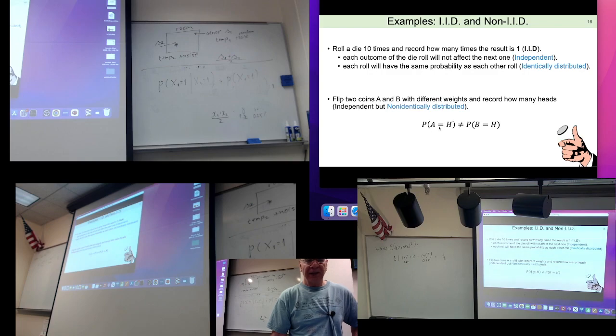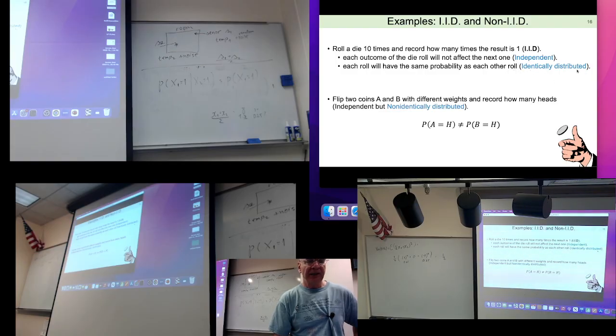Just to explain what is independent. The probability that the first is a head, given that in the second case I got a head. I have two coin toys, call them A and B. Well, let's assume that these distributions are not the same. Now, whatever we roll a die, for example, 10 times, and we count how many times the result is 1, that would be independent and identical distributions. Each outcome of the die will not affect the next one. That's the assumption of independence, and each roll will have the same probability as each other roll.